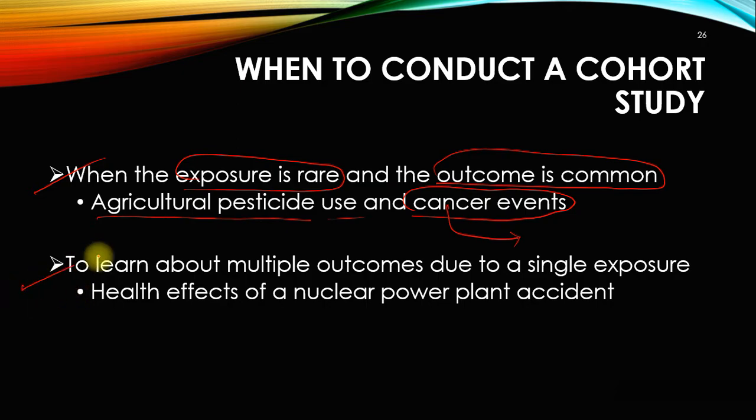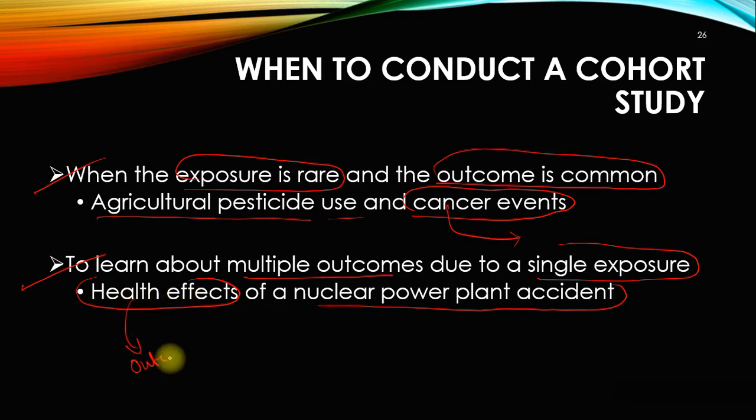Okay. Second is to learn about multiple outcomes due to a single exposure. So an example is the health effects of a nuclear power plant accident. Like in the case of the Chernobyl nuclear power plant accident, what health effects? So health effects over here become the outcomes. Okay. And the radiation from the nuclear power plant will become the single exposure.